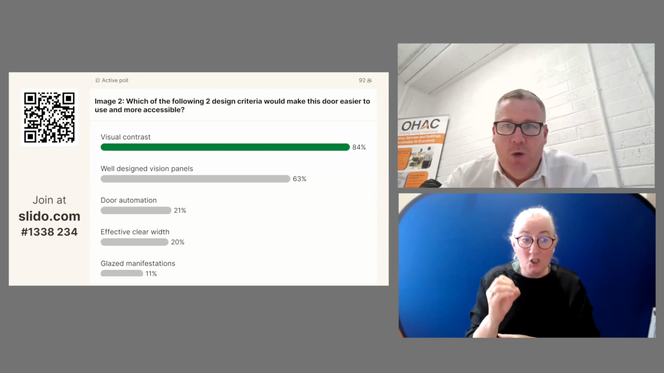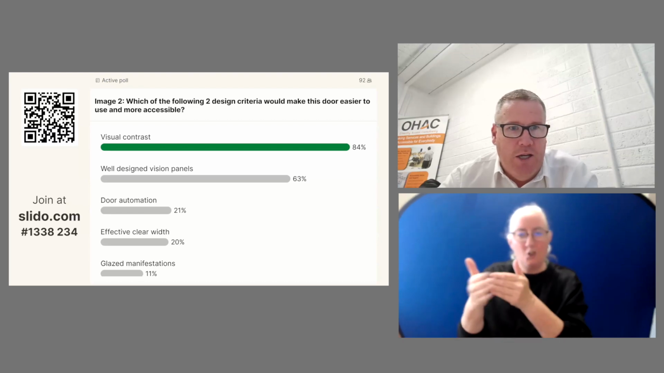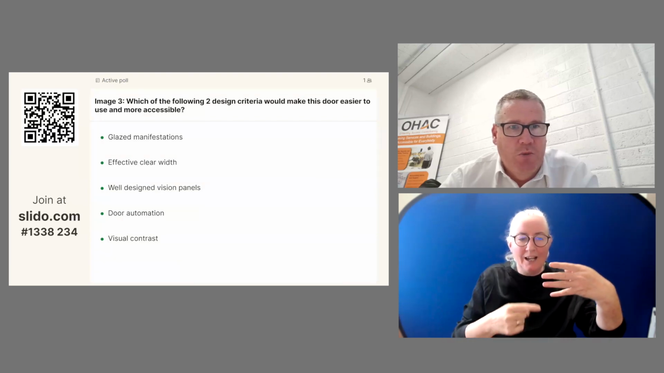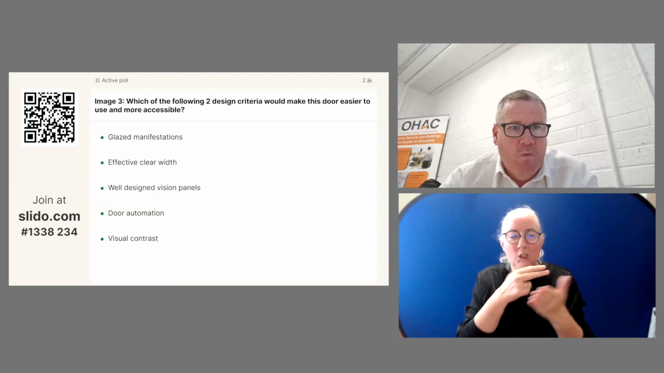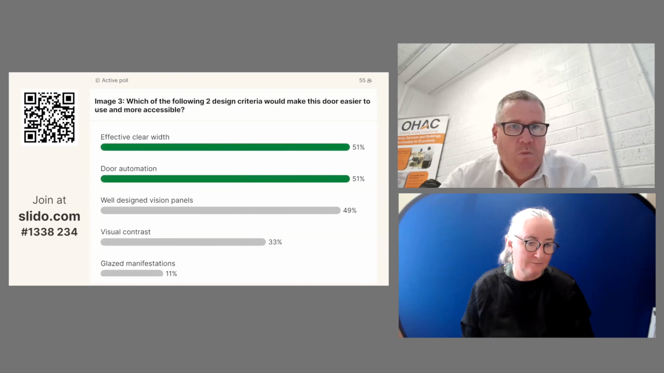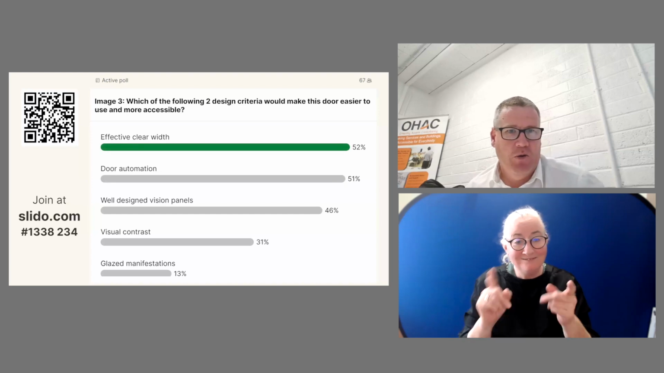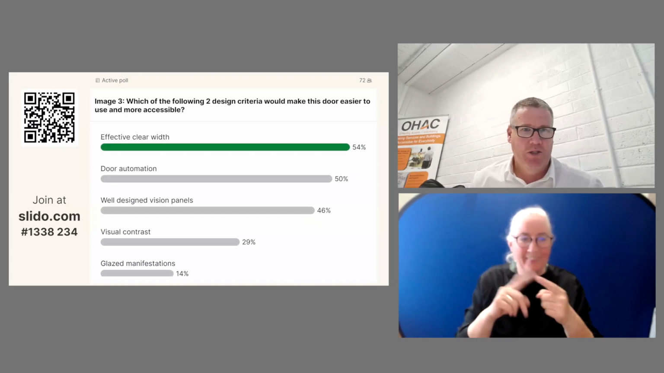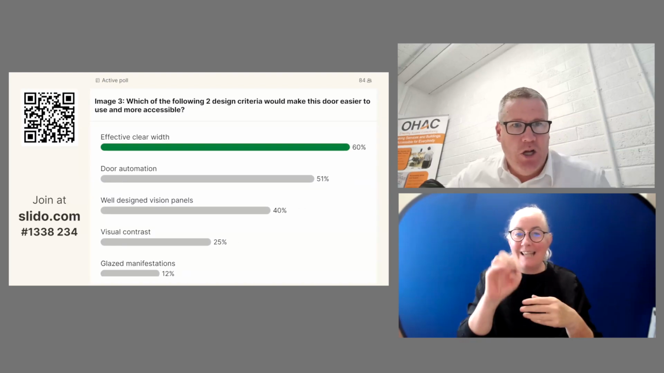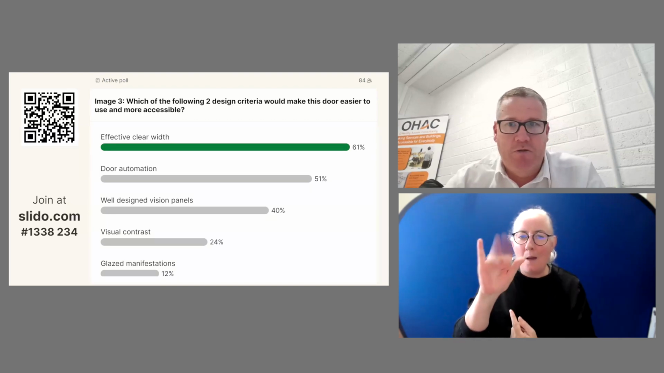Image number three was the oak doors. Again, we'll have a look at that. Which of the following two design criteria would make these doors easier to use and more accessible? Okay, we've got effective clear width and door automation as the top answers. The other one that was probably important in that one, which we didn't have, was the size of the lobby, to make sure that it is well designed to cater for people with reduced mobility.